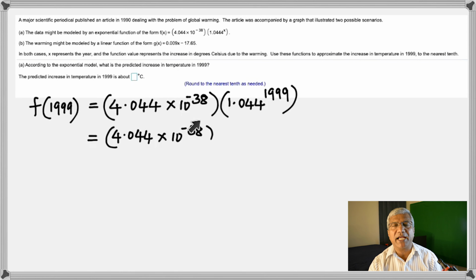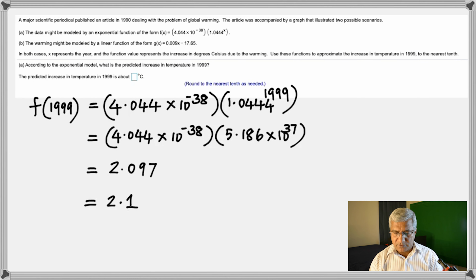This one I'm just writing as it is. So you actually get 2.1. All right, so this is what you do. You find 1.044 raised to 1999, which is actually 5.186 times 10 to the 37. Then you multiply these two numbers, and then remember that this is 10 to the negative 1. So that's going to give 2.097, to the tenth place is 2.1. Hopefully that made sense. Here's the next.